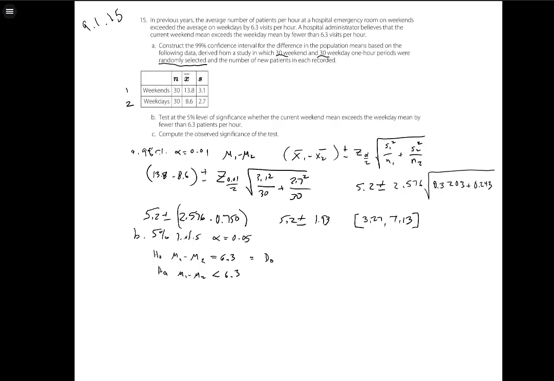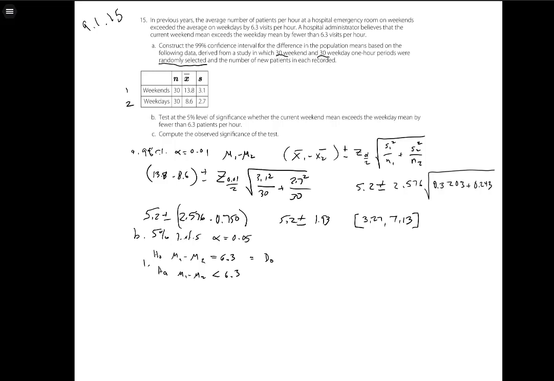And so is this actually going to be less than that? The hospital administration is trying to determine whether things have changed, and whether it's not as big a difference between weekends and weekdays as it used to be, in terms of the number of patients. All right, so this is essentially step 1 of our 5-step hypothesis testing process.